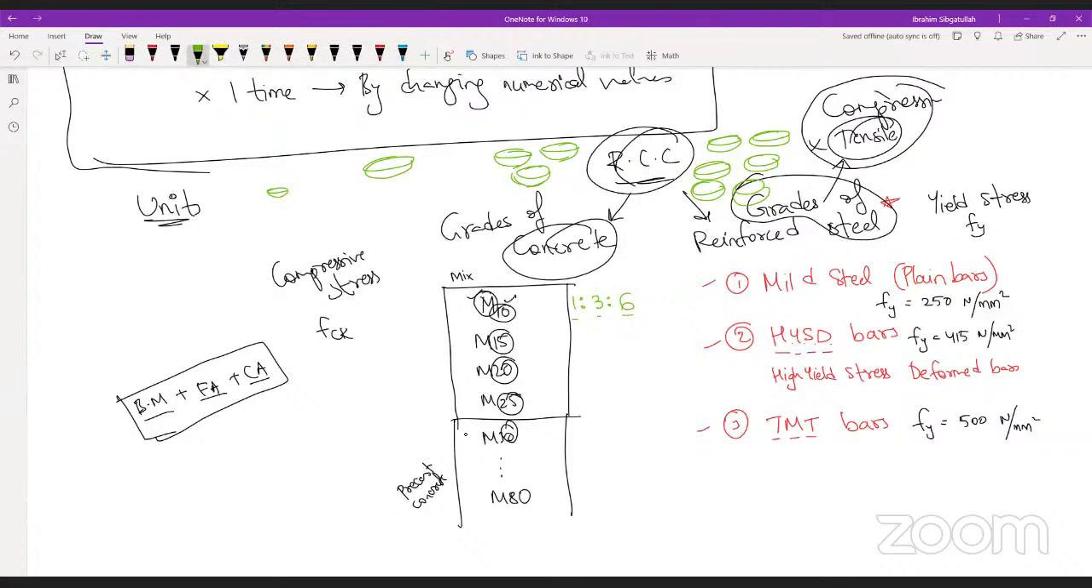So when it comes to M10, we have 1 is to 3 is to 6, and fck will be equal to 10 Newton per mm square. So how exactly are they finding out that for M10 concrete the compressive stress is 10 Newton per mm square? I'll tell you. What we usually do is we take a cube.